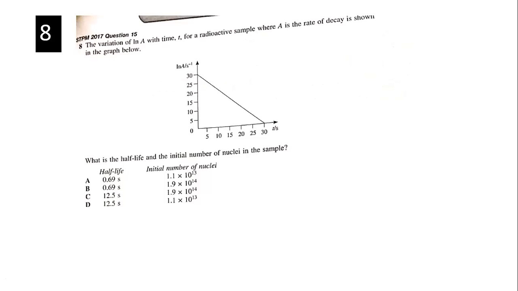The variation of ln A with time t for a radioactive sample, where A is the rate of decay, is shown in the graph below. What is the half-life and initial number of nuclei in the sample? Okay, how to solve?